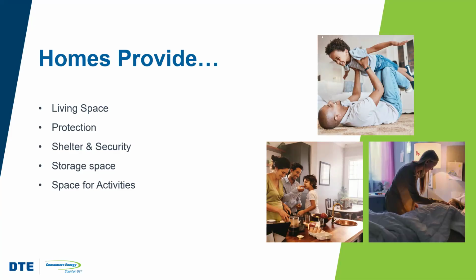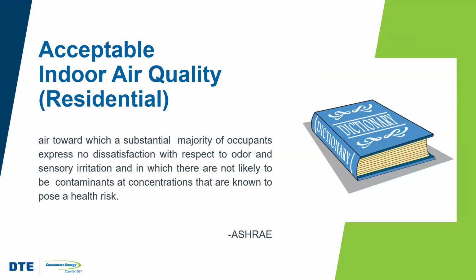But homes are also places where we sleep and we eat, we bathe. These provide our protection from the environment, from inclement weather. This is a place to gather with family, a place to store things, a space to do the things that we do as we're living. And because we're doing that, we want these spaces to be clean and conducive to those activities. One of the ways that they are conducive is by providing good, what we call acceptable indoor air quality.